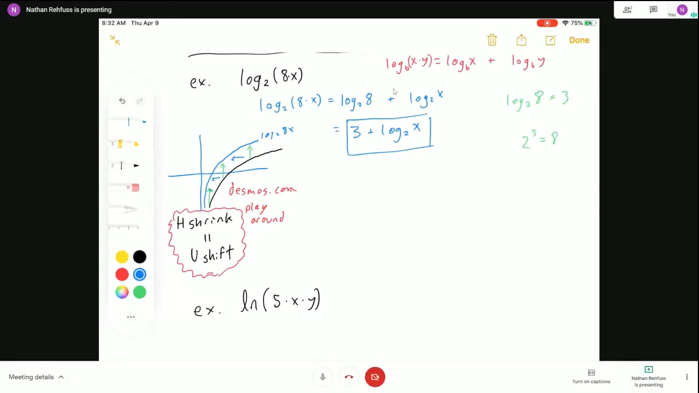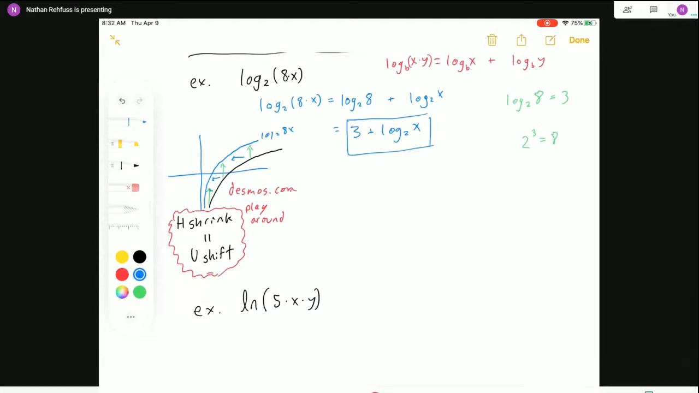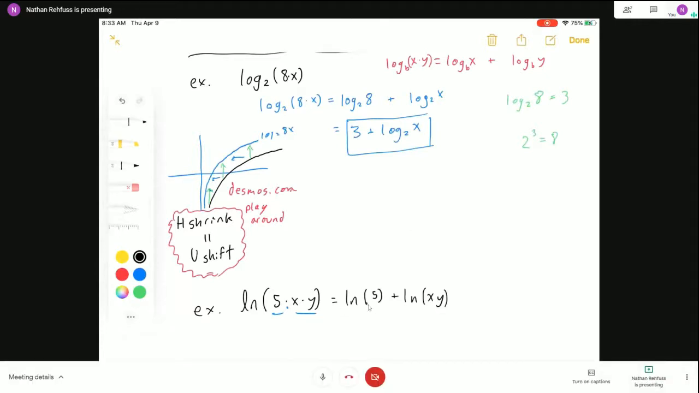So I'm going to try to refer to this formula and say, okay, b is clearly e here because this is a log base e. Let's say that the first thing multiplied is the 5, and that's multiplied by the xy. So I could rewrite this as the natural log of 5 plus the natural log of xy. But I'm not done, because I've broken apart one multiplication into addition.